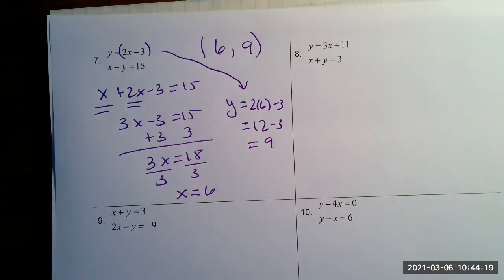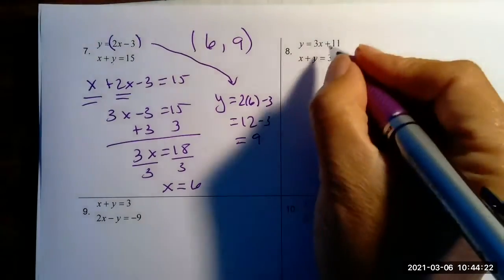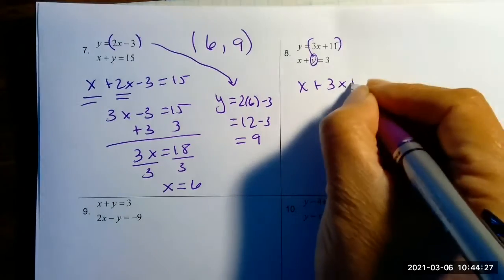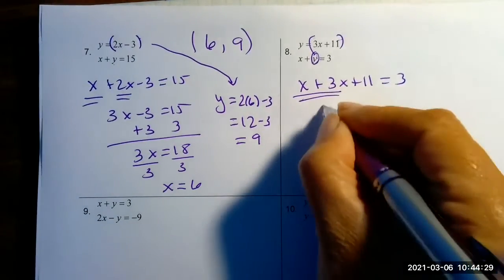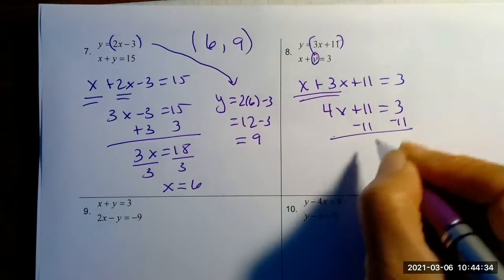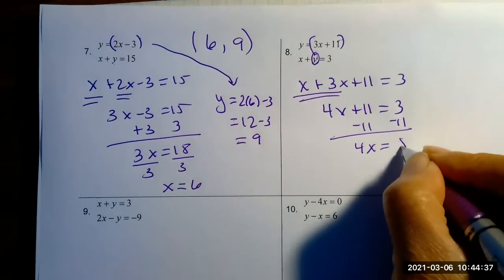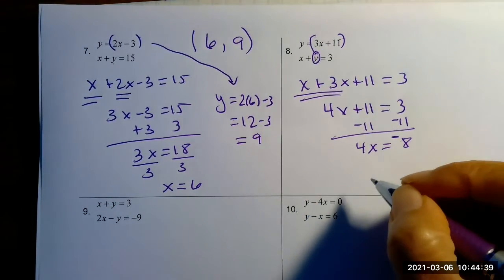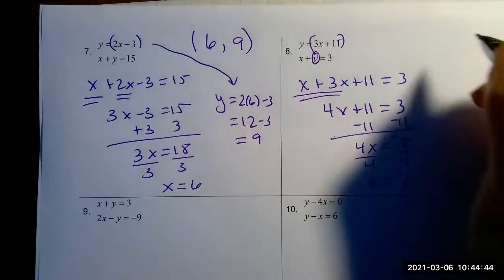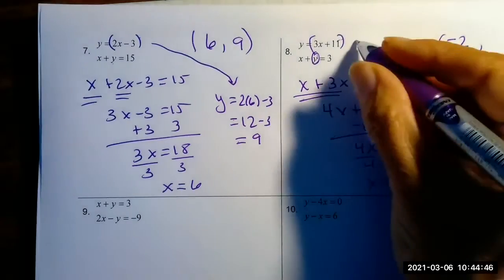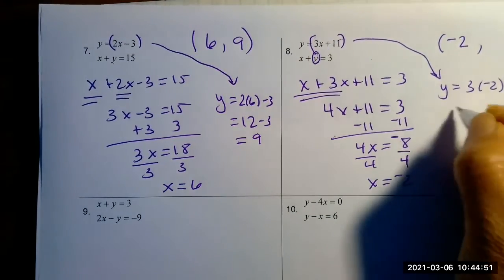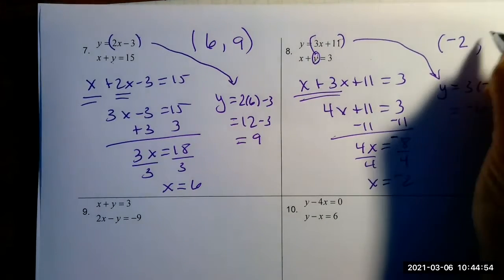Okay, go ahead and try the next one. All right, again, this is going to go in for the y. x plus 3x plus 11 equals 3. This becomes 4x plus 11, minus 11 to both sides. That's going to be negative 8, right? Because the negative sign goes with the bigger number. Divide by 4. x equals negative 2. And I'm going to plug it in here. y is 3 times negative 2 plus 11. Negative 6 plus 11 is just 5.